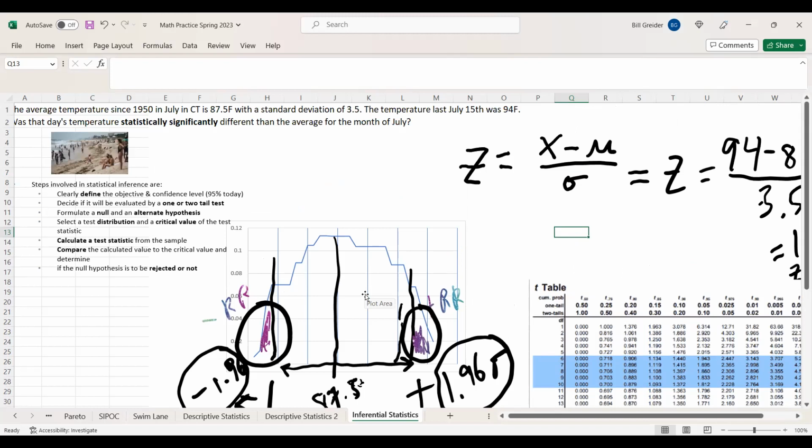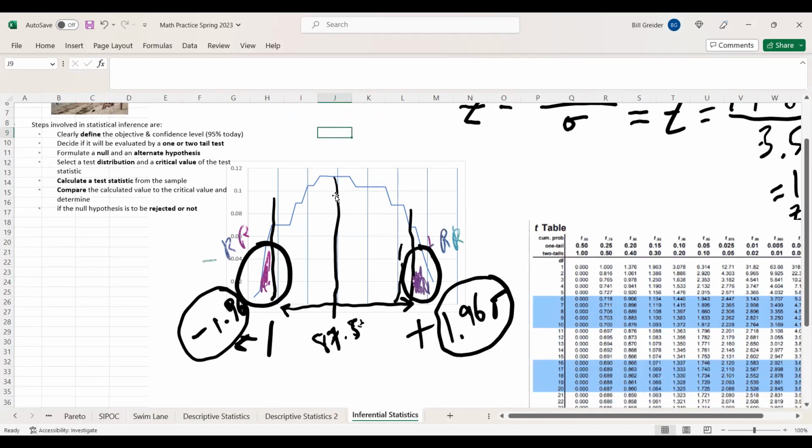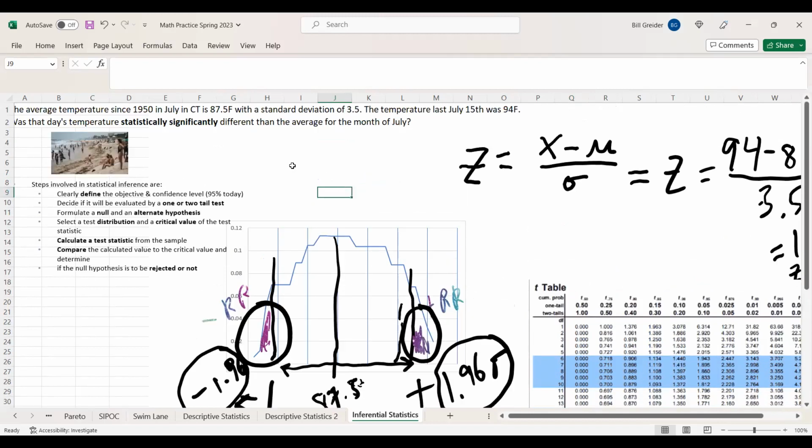So that's all we're going to be doing. You know what I mean? It's going to be different data sets, different distributions, different formulas, different tables. But when it comes down to it, the only thing we know is that 94 degrees is not statistically significantly different than the average for the month of July. All right. So that's your first crack at hypothesis testing and inferential statistics. And again, we call it inferential statistics because we're trying to make inferences from data, from samples. Oh, cool. Everybody kind of get it?